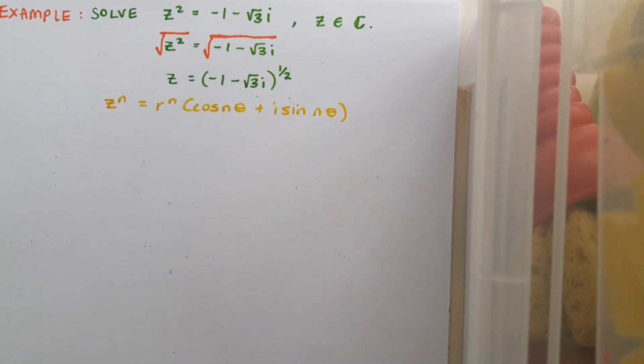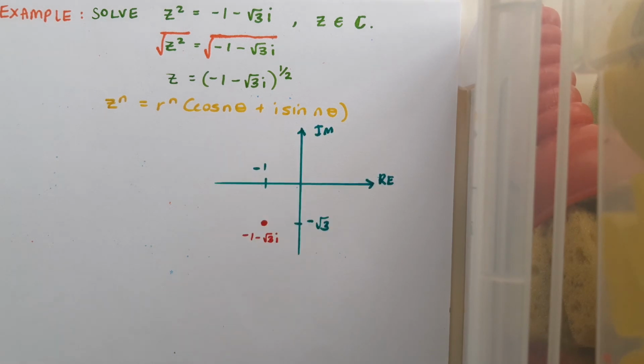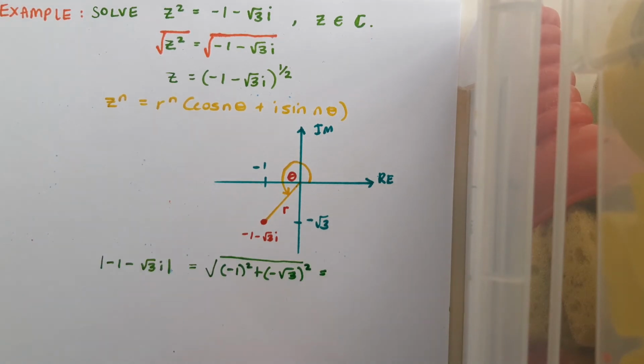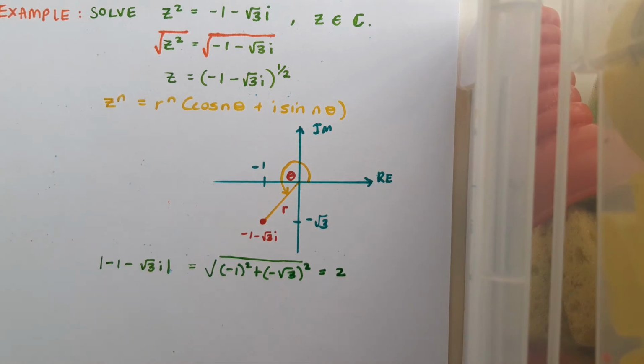And of course, at the moment, it's written in Cartesian form, and I don't really like that. I want it in polar form, so that's my first port of call. And in order to do that, I must draw a sketch. So here's my -1 minus root 3i on my Argand diagram. And I know that I have to find its modulus and its argument. So the modulus is 2.